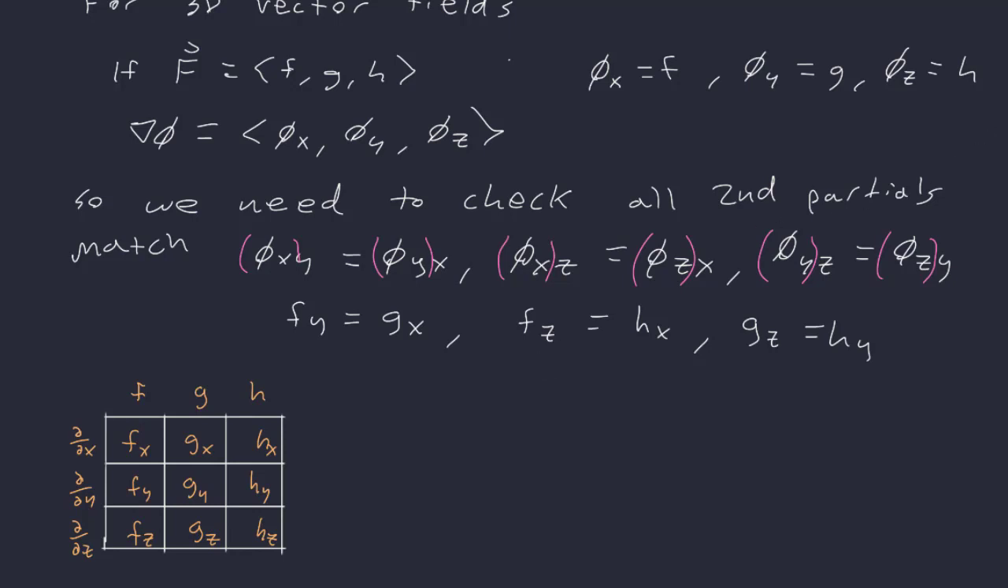Okay, now what I do is I completely mark out this diagonal, right? So we don't need to check any of these. You'll notice that the F sub X, G sub Y, and H sub Z, we don't use any of those in our check. Now that I have this, we're just checking to make sure that the guys opposite of the diagonal are equal, right? F sub Y, G sub X, F sub Z, H sub X, G sub Z, H sub Y. All right, I find this a nice way to check this. Just ignore the diagonal and make sure the opposite diagonals match.